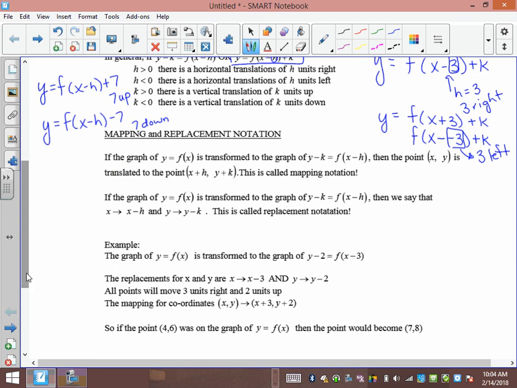So now we have mapping and replacement notation. So, if the graph of y equals f of x is transformed to the graph of y minus k equals f of x minus h, then the point x, y is going to become this point. We need to know our mapping. You use mapping whenever you move a graph or you move a point. So we're going to use mapping whenever you move a graph or a point.